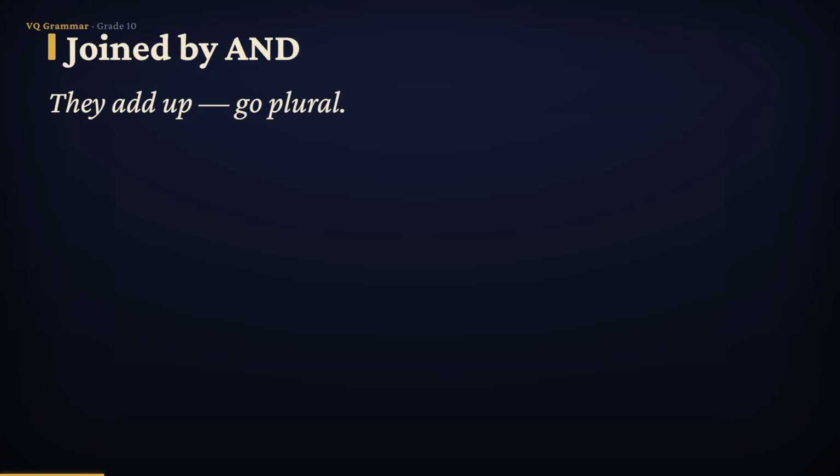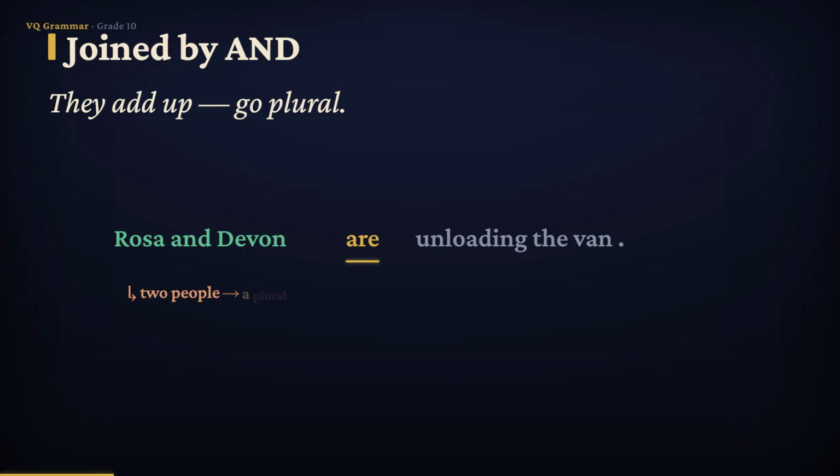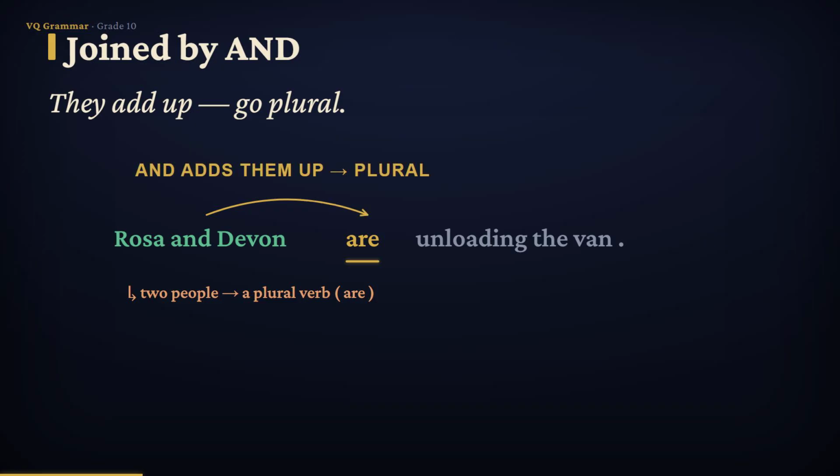When two subjects are joined by "and", they simply add up. Rosa and Devin are unloading the van. Rosa is one person, Devin is another, and 1 plus 1 makes 2. So the verb is plural. We say "are", not "is". Notice what we do not do. We don't look at Rosa by herself, and we don't look at Devin by himself. The word "and" glues them into a pair, and it is the pair that the verb answers to.